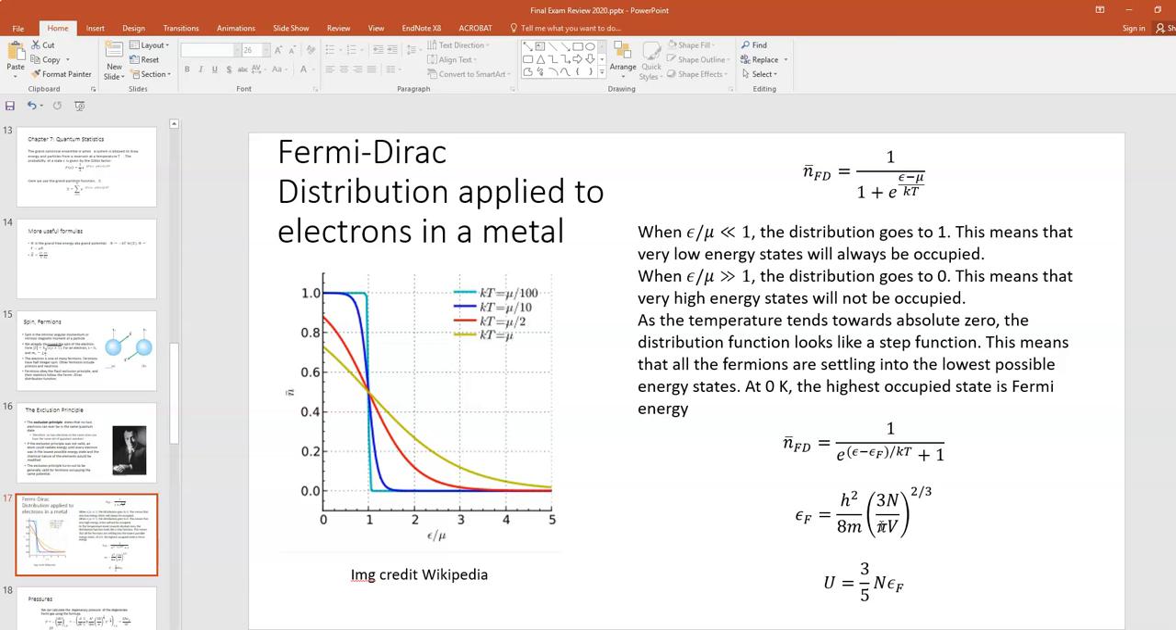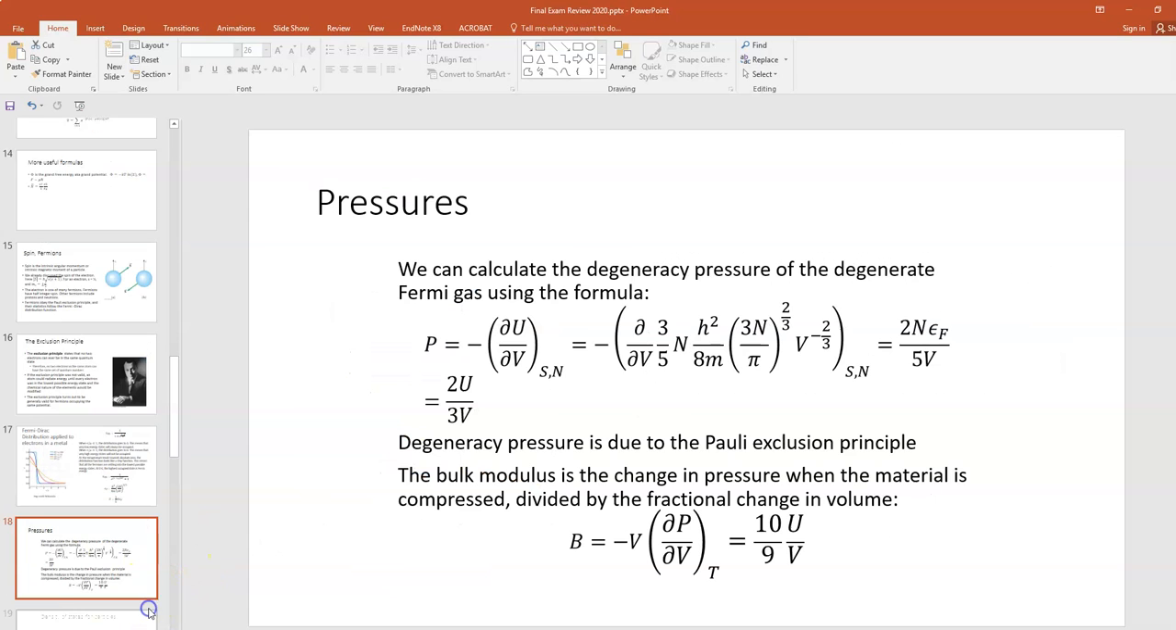So the Fermi energy is h squared over 8m times (3N over pi V) to the 2/3 power. Okay, so remember how to find the Fermi energy for different materials. Remember that m here is the mass of an electron in this case. Now, the internal energy for the whole system, the collection of N electrons, would be 3/5 N times the Fermi energy. Okay, and this is the average energy at 0 Kelvin.